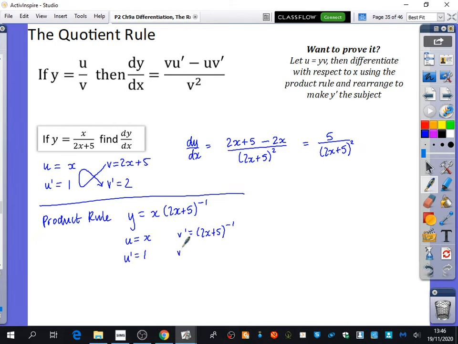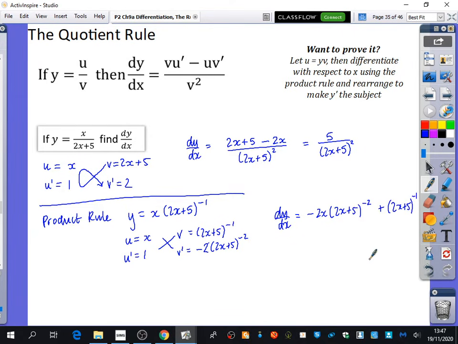u dash is 1 and v dash, what does this differentiate to? What does this differentiate to? Minus 2x plus 5 to the minus 2, multiplied by the 2 because of the bracket that we have inside, the 2x plus 5. Okay, so now using the product rule, I'm just going to do that one times that one and that one times that one. So I'm going to have minus 2x plus 5 to the minus 2, plus 2x plus 5 to the minus 1.